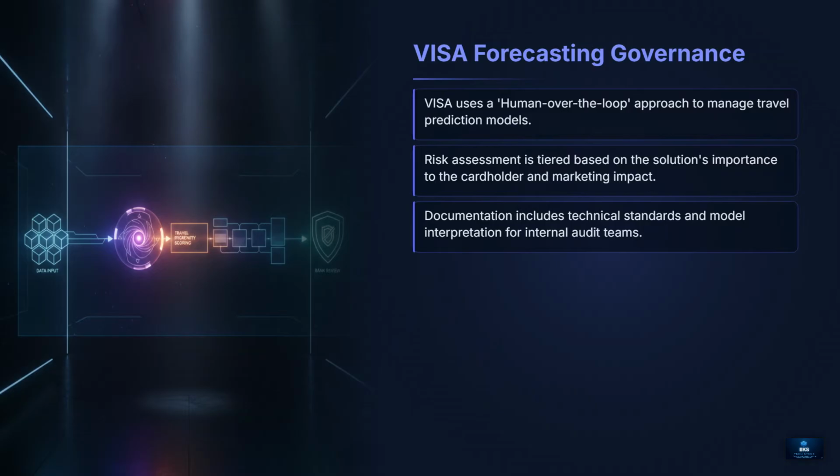Visa demonstrates a mature model of governance. They don't just set it and forget it. They utilize a human-over-the-loop approach, which allows for intervention when the AI encounters something unusual. By documenting everything from technical standards to interpretation, they ensure their audit trail is ready at a moment's notice.